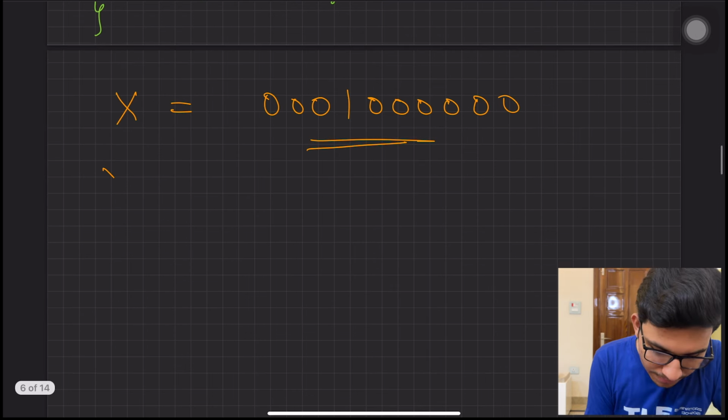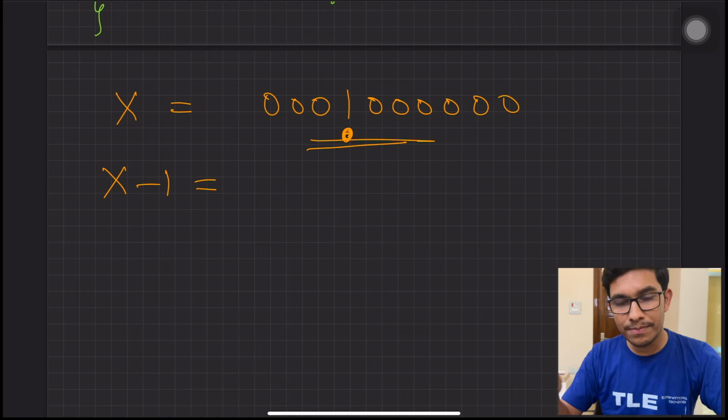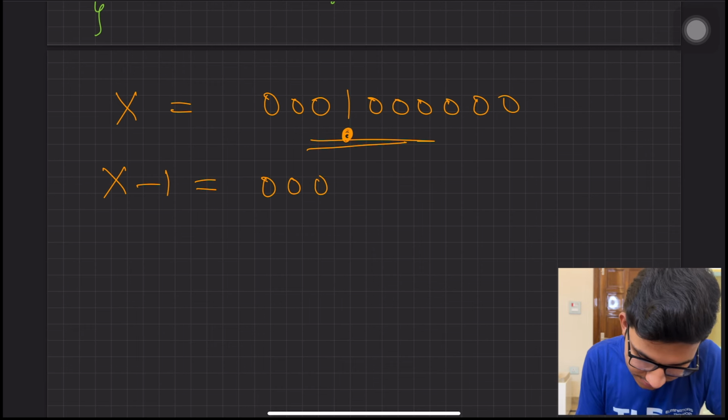Now, if you look at a number which is, let's say, x minus 1, then clearly just leaving this bit as 0, all the rest of the bits towards the right will become 1, right? If you do x minus 1, this number would look something like this.